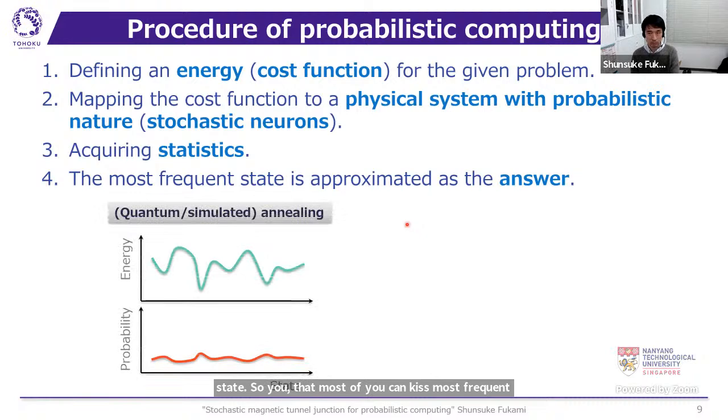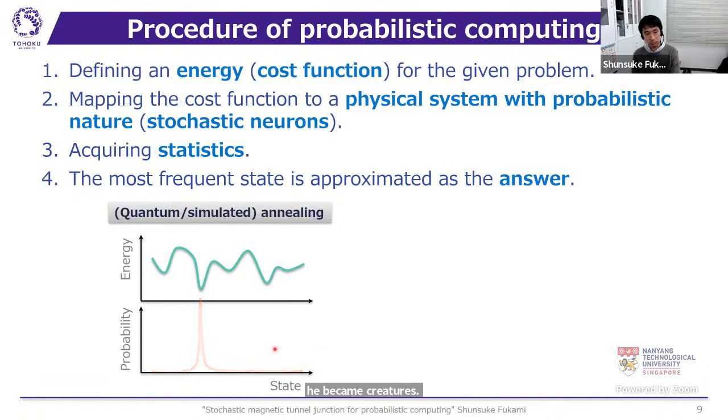Let me explain schematically. First, you have some problem, and then you need to define a cost function or energy for the problem. For quantum or simulated annealing, you need to reduce the effective temperature. At the beginning of the calculation, each state has almost equal probability, but by decreasing the temperature, your system converges to one particular state, which corresponds to the lowest energy. This corresponds to the answer of the given problem.